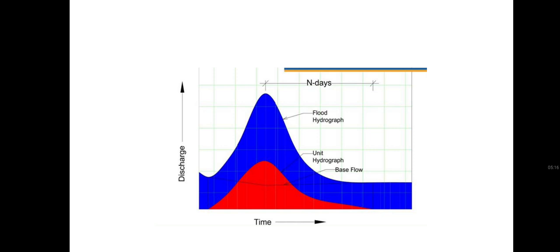The ordinate of the runoff hydrograph will be just twice the ordinate of the unit hydrograph, and in this way this direct runoff hydrograph will be plotted. So we get the unit hydrograph.